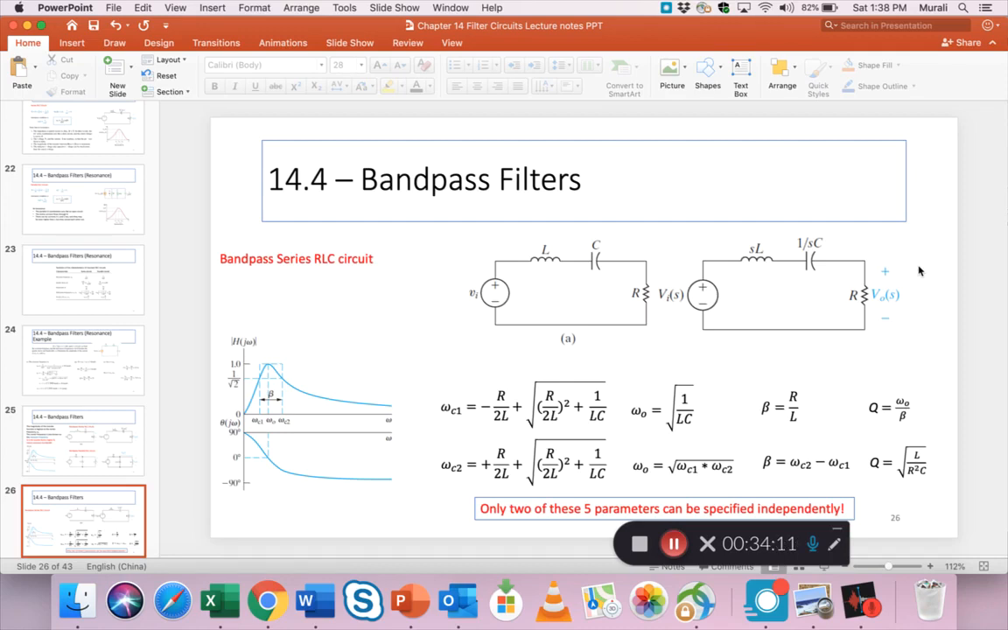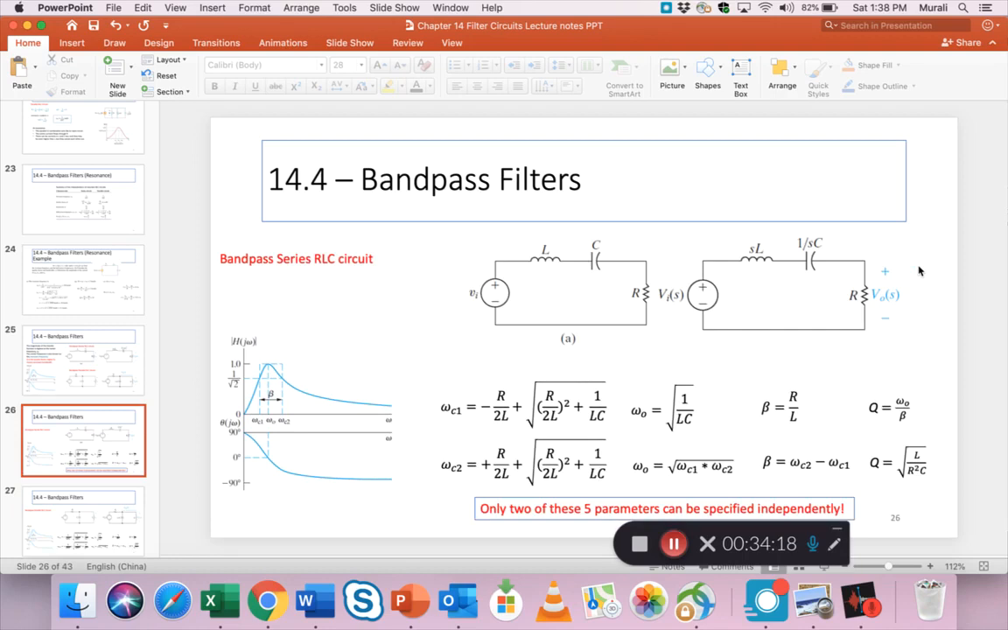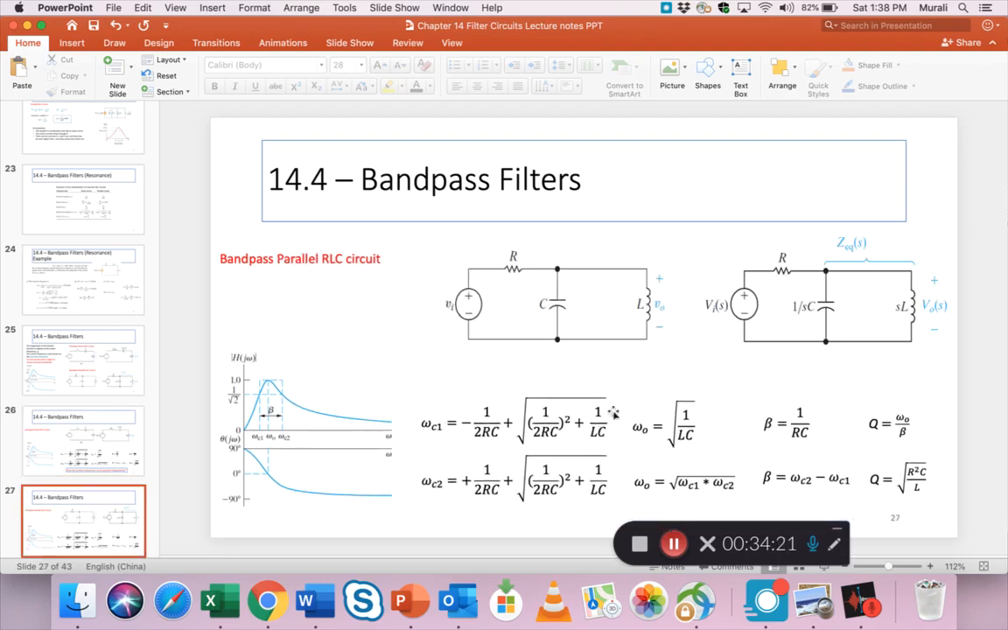Okay, that was band pass. Are we done? Well, we got parallel. The formulas are slightly different. You can compare the previous slide 26 and this slide, 27. You'll notice that some formulas are different, not all. Beta is going to be different. Even omega C1, C2 are different. So some formulas are different, some are the same.